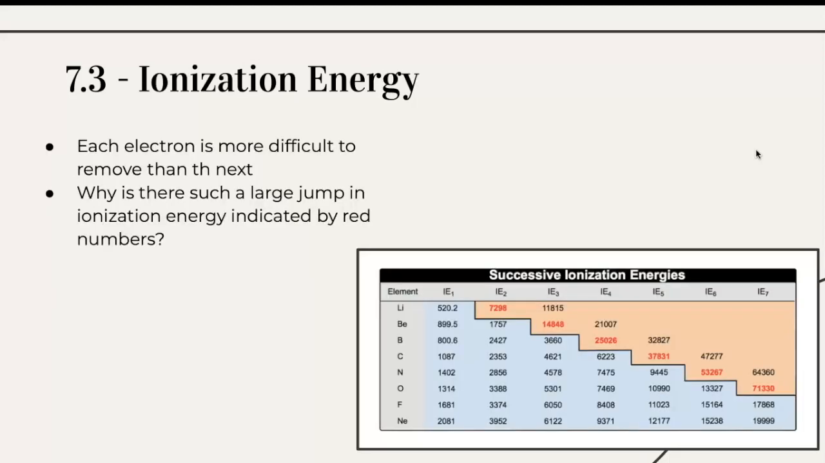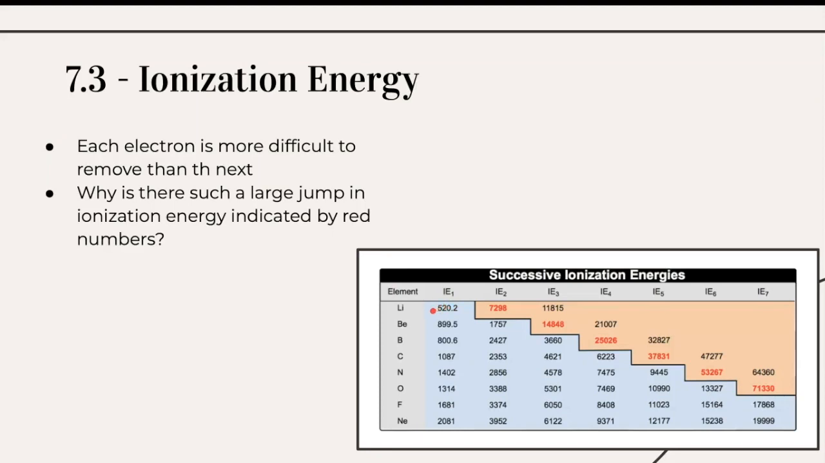Now I'm going to be talking about successive ionization energies. Each electron is more difficult to remove than the previous. This is because when you remove an electron, you have less repulsive force, increasing attractive force, making it harder to pull away from the atom, increasing ionization energy.